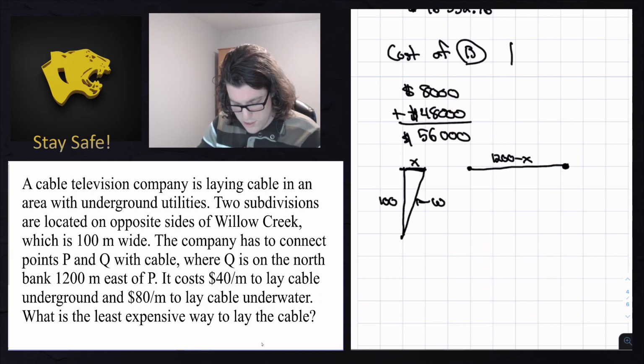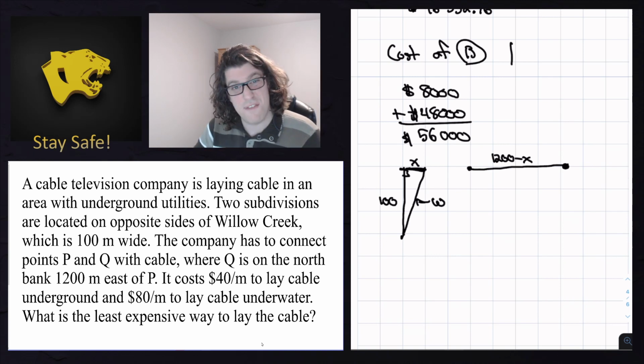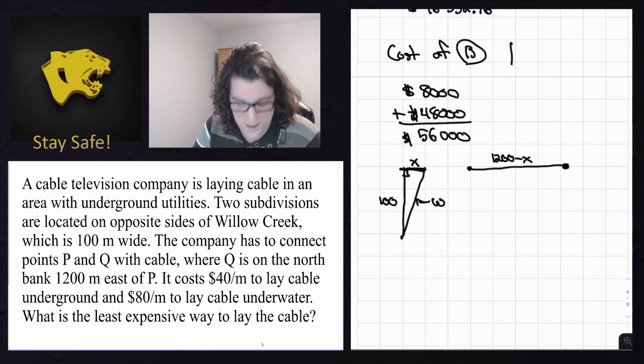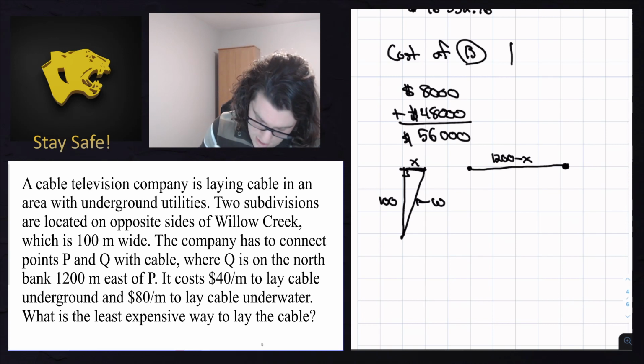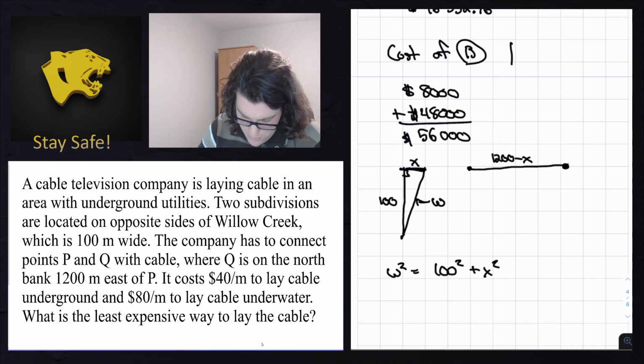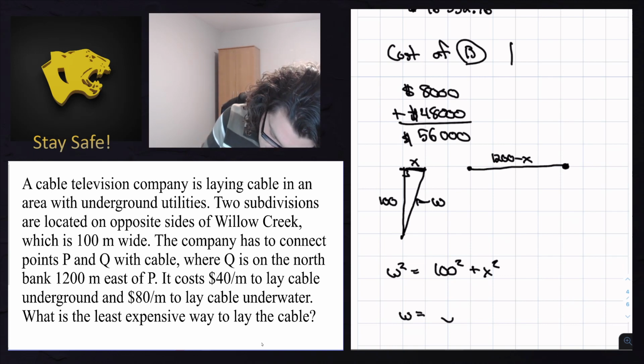So I can get W in terms of X by using the Pythagorean theorem in my first triangle, and I already have the other length in terms of X. I could have called it something different, but we avoided that by just saying 1,200 minus X. So the distance W is going to be, W squared is equal to 100 squared plus X squared. So W is equal to the square root of 100 squared plus X squared.